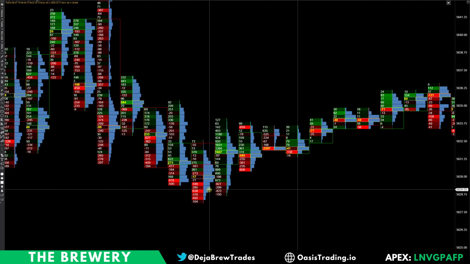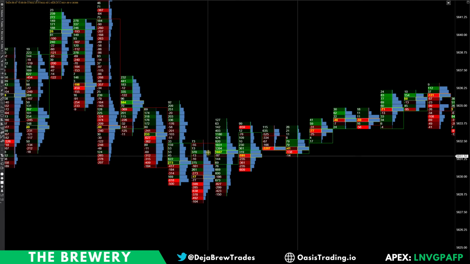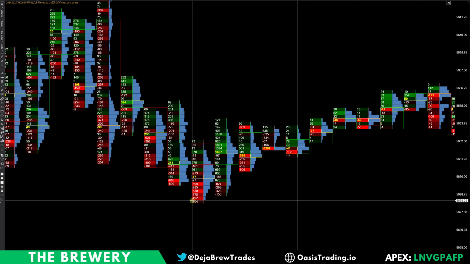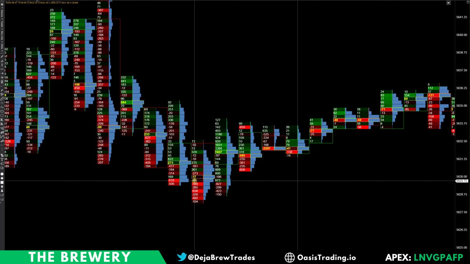And I'm saying cluster instead of node because I don't want to get you guys confused. When I reference a node, I'm going to be referencing the volume profile. When I reference a cluster, I'm referring to the delta. But they're pretty much the same thing. I'm just using a different term so it doesn't confuse you.